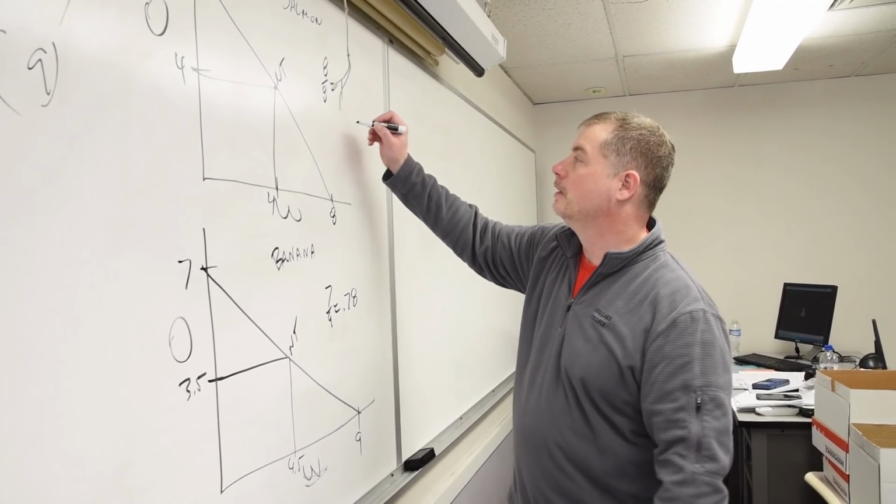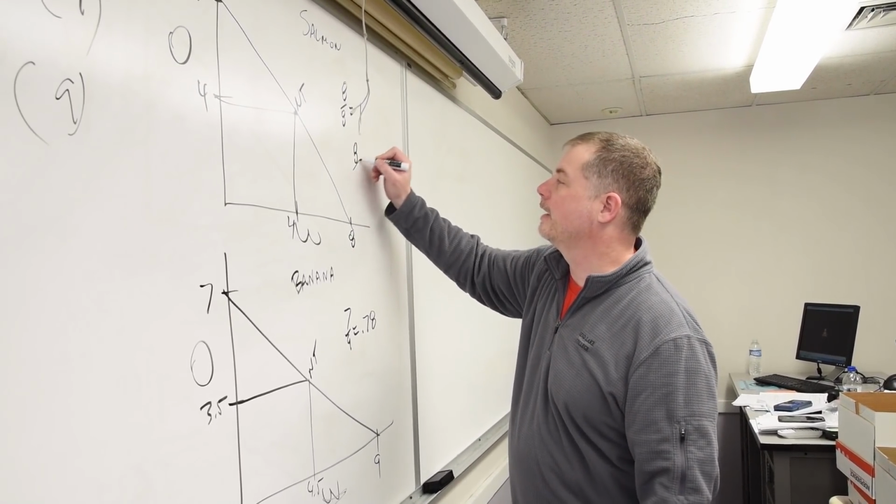Let's take a look. We still have, sliding up the line, 8 over 8. Here, we have 9 over 7 now. What's that? Which one's smaller?